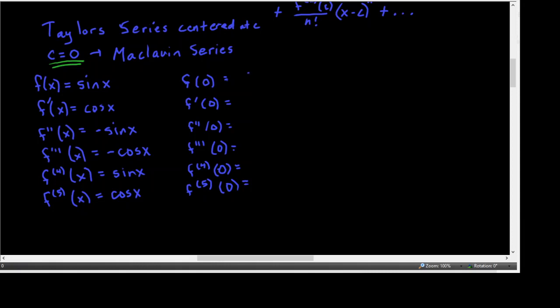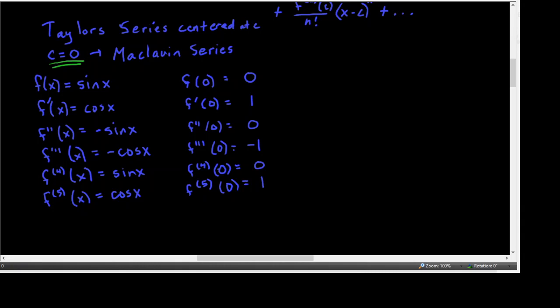Sine of 0 is 0. Cosine of 0 is 1. Negative sine of 0 is 0. Negative cosine of 0 is negative 1. Sine of 0 is 0. Cosine of 0 is 1.